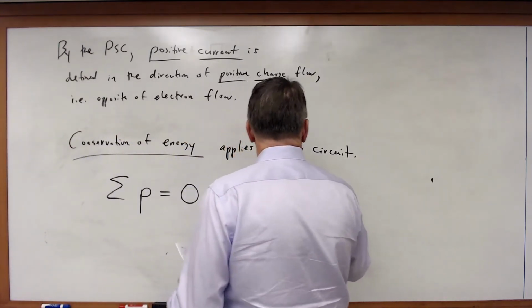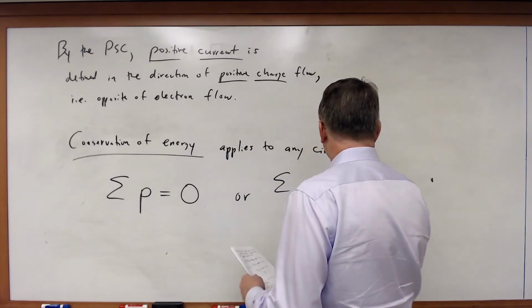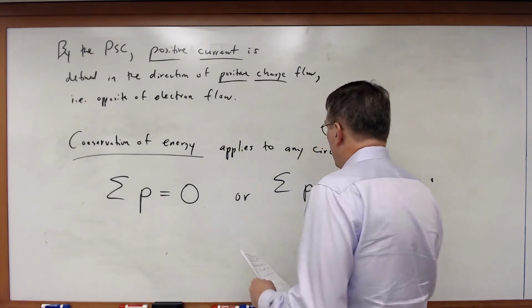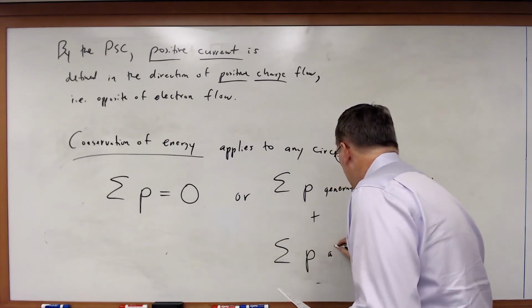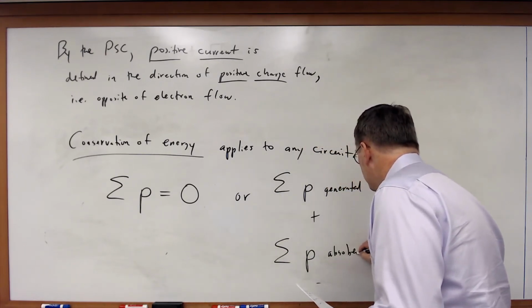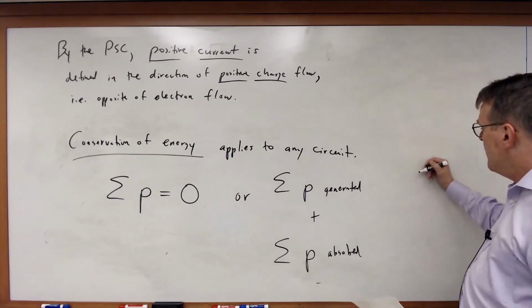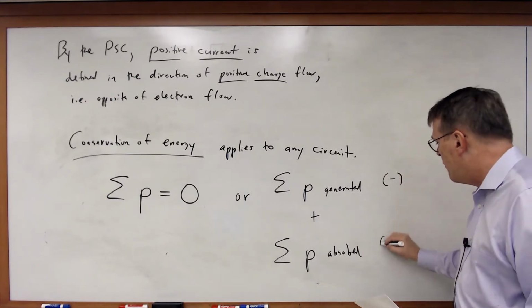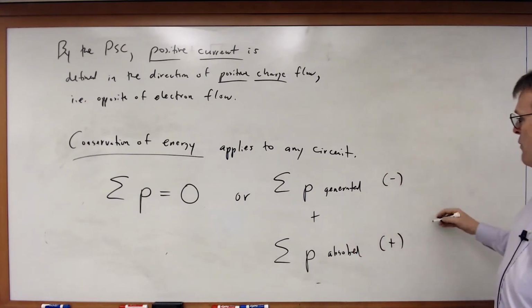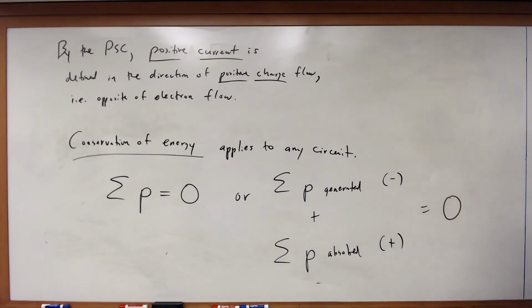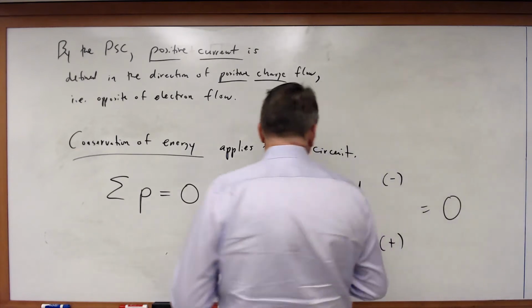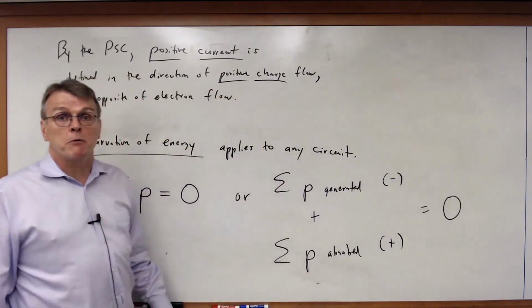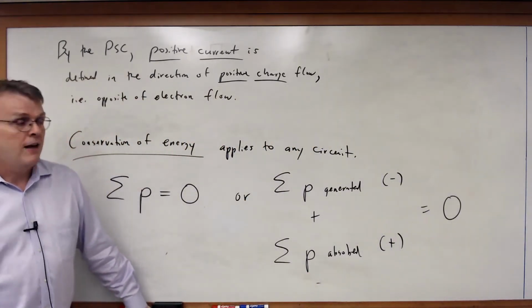In other words, the sum of all the powers that are generated plus the sum of all powers that are absorbed in a circuit. Keep in mind, these are negative, these are positive. If you add them together, they've got to be equal to 0. So this is one of the universal principles in circuit analysis.